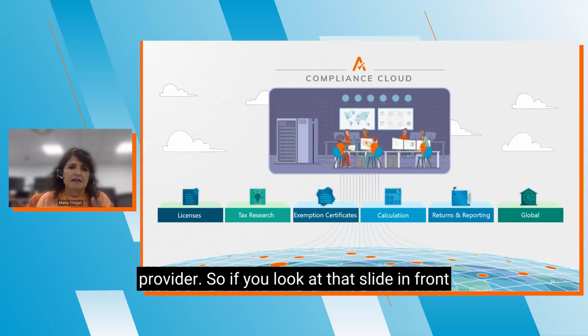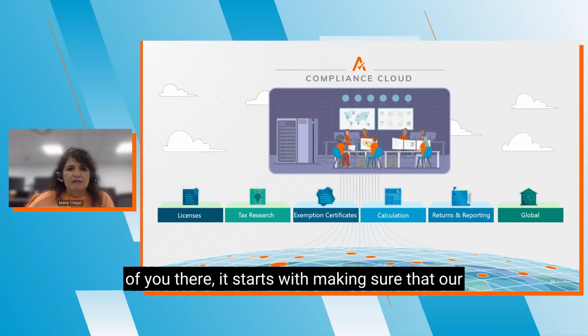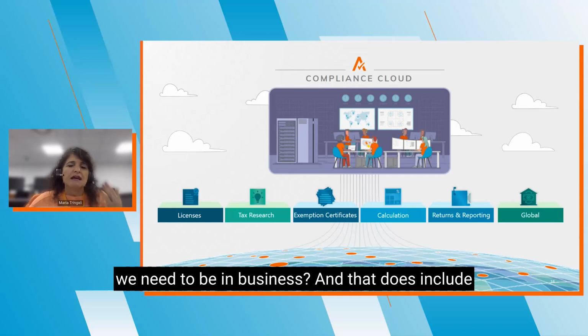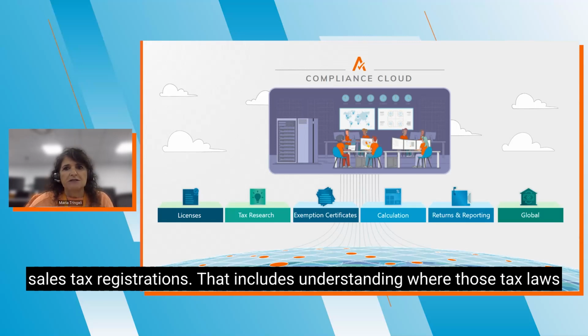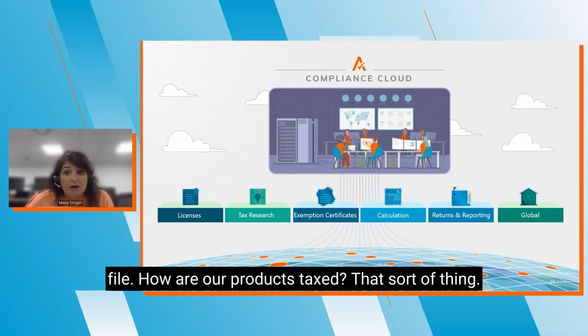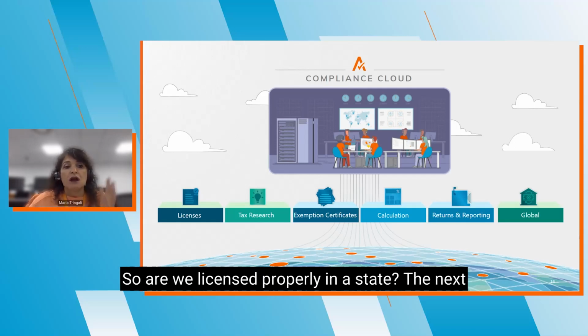So if you look at that slide in front of you, it starts with making sure that our business is licensed well. Do we have all the licenses we need to be in business? And that does include sales tax registrations. That includes understanding where those tax laws apply to us and where we should be registered for sales and use tax, where we're required to remit and file, how our products are taxed, that sort of thing. So are we licensed properly in a state?